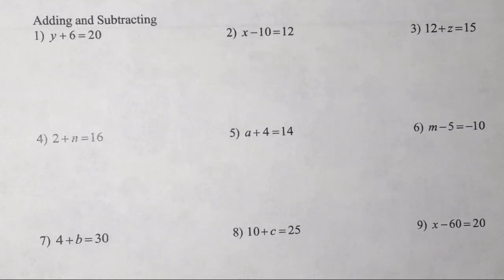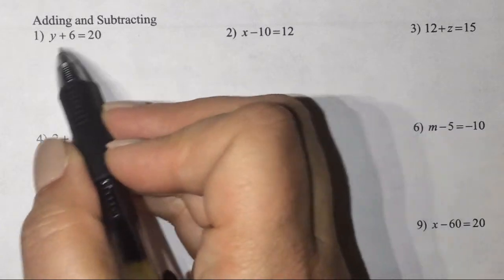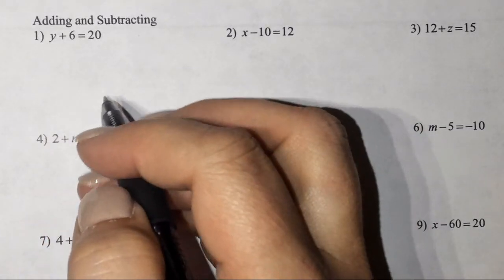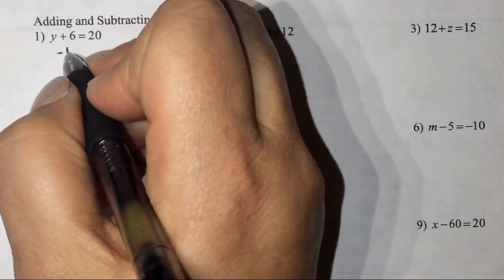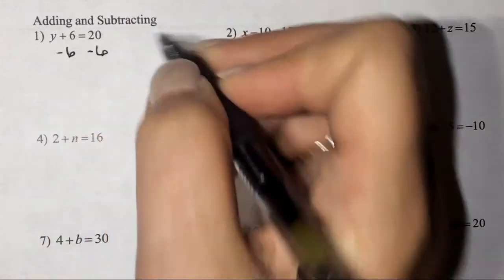Looking at number 1, first thing I want to ask, what type of equation is this? Addition. How do I undo addition? Subtraction. And what number do I want to get rid of? The 6. Absolutely. So I'm going to subtract 6 from both sides.